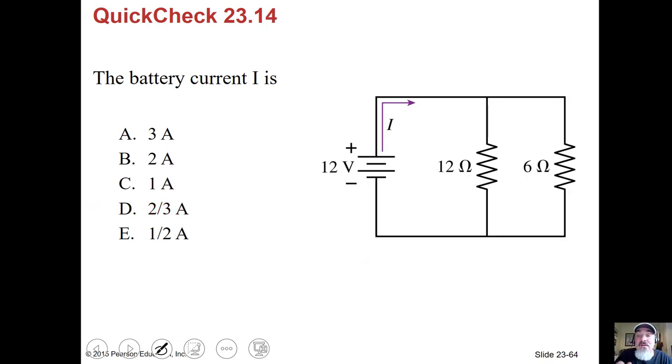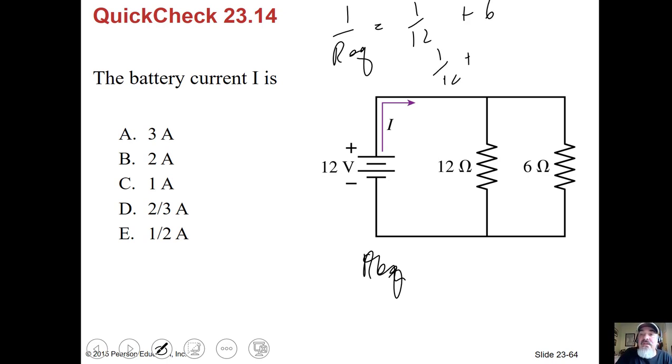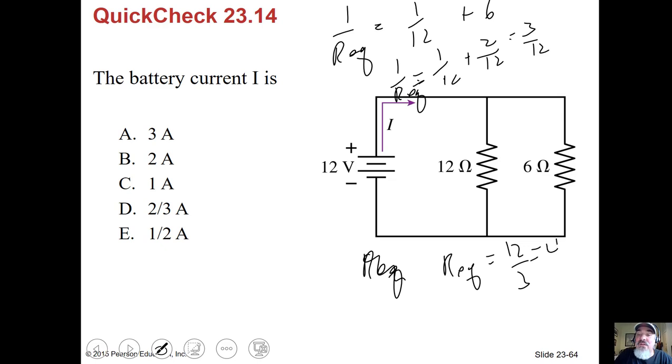Now in parallel, the equivalent resistance, I'm going to do it the way that I do it. Do it up here. 1 over the equivalent resistance is 1 over 12 plus 1 over 6. So this would be 1 over 12 plus 2 over 12, so 3 over 12. Remember, that's 1 over the equivalent resistance. Then you've got to flip it upside down. So equivalent resistance then is 12 over 3. Everything is in ohms here, so 4 ohms.